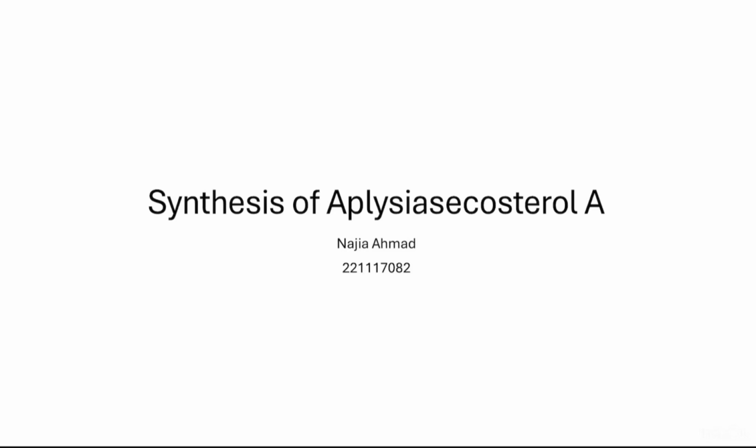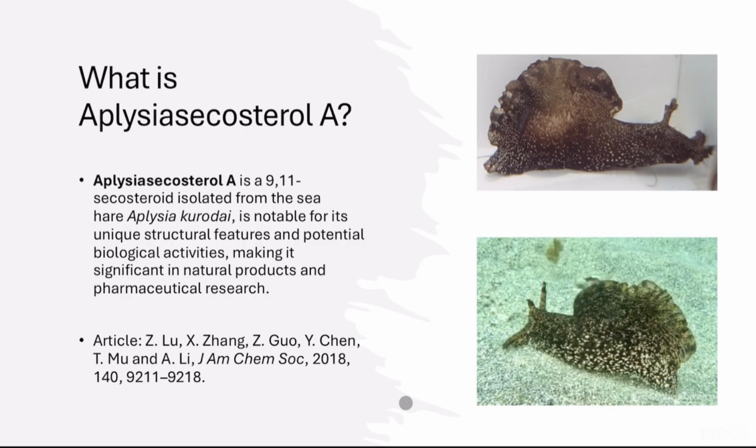Synthesis of Aplysia secosterol A. It is a 9,11 secosteroid isolated from the sea hare Aplysia coridae, which is shown here on the right side, and it is notable for its unique structural features and potential biological activities, making it significant in natural products and pharmaceutical research. The article is written here in Royal Society of Chemistry format.